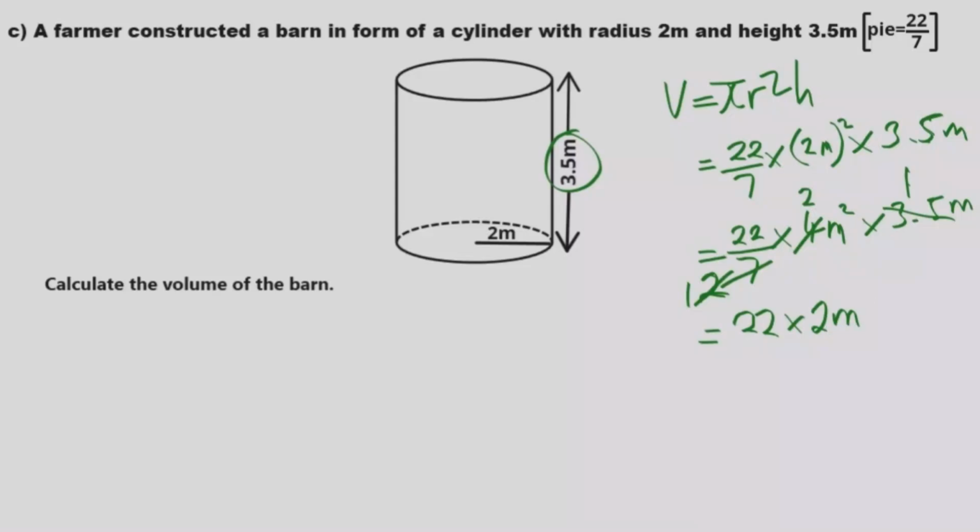Sorry, 2 meters cubic. Okay, 2 meters squared times 1 meter will give us 2 meters cubic. Then we multiply 22 by 3 meters cubic, which will give us 66 meters cubic. And this is the volume of the cylinder. This is the volume of the van. Okay, that is the volume of the van.